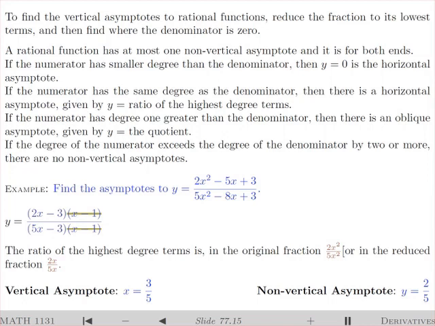This concludes our first look at finding asymptotes. Next time we will see how to find slant asymptotes.